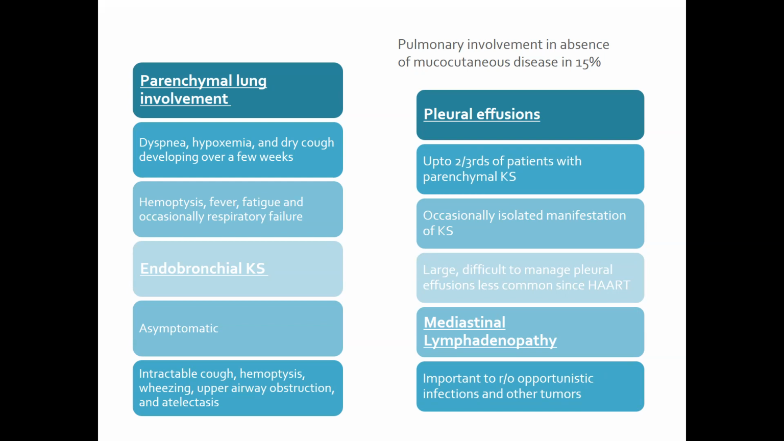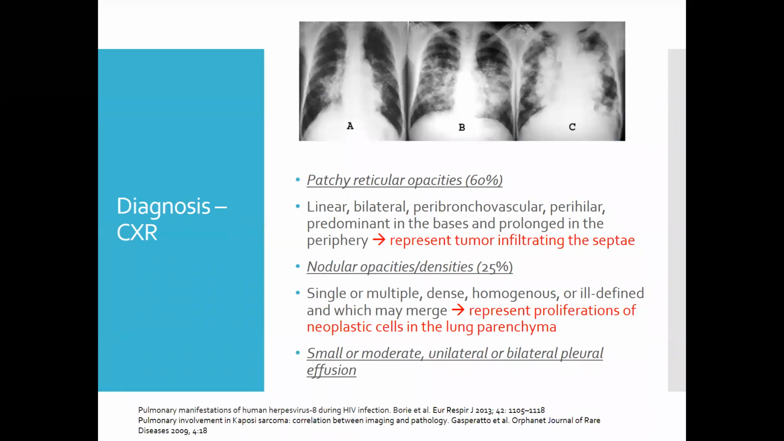Parenchymal lung disease: the symptoms are usually non-specific, dyspnea, hypoxia. Endobronchial disease can be asymptomatic, or you can have evidence of upper airway obstruction, hemoptysis. Pleural effusions can occur in up to two-thirds of our patients, and sometimes they're large and difficult to manage. In terms of how they appear, and I think this is very important to note, the appearance on imaging has a pathological correlation.